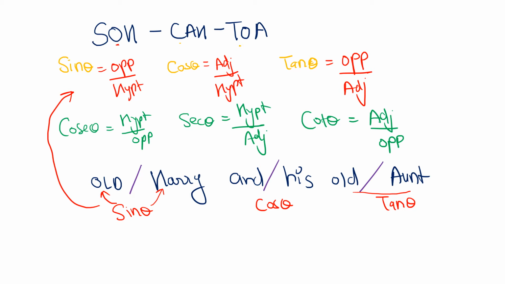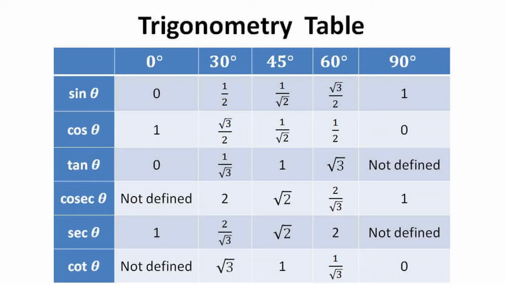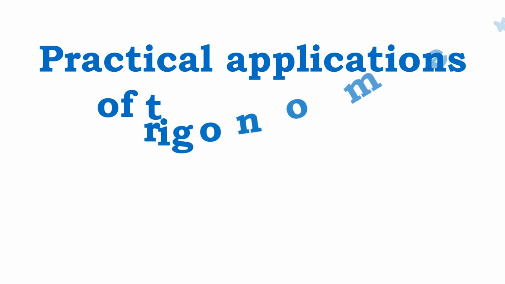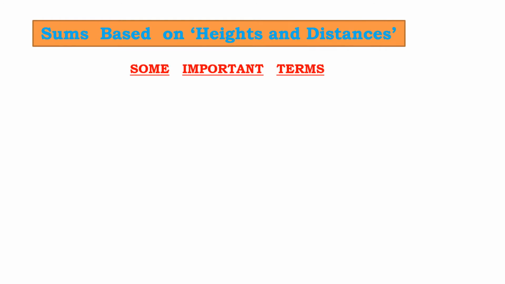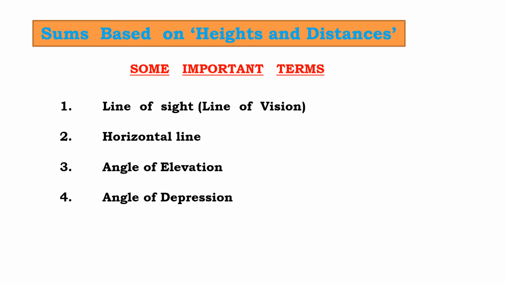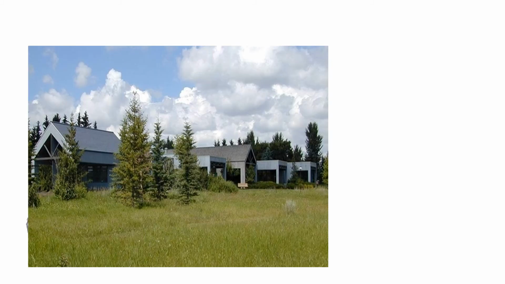Now we can move forward with the main aim of our topic. Now we will start with the most important terms of the word problem. Where has trigonometry application been used? Before starting off, you should know four things. First is the line of vision, second is the horizontal line, third is the angle of elevation, and fourth is the angle of depression.